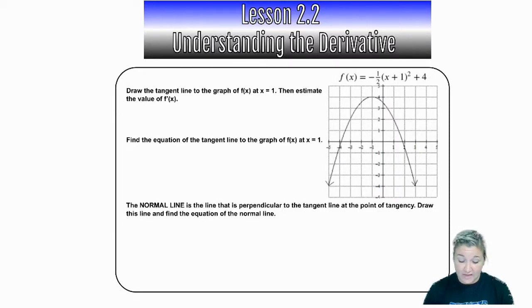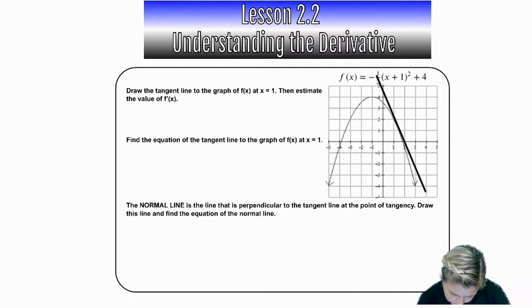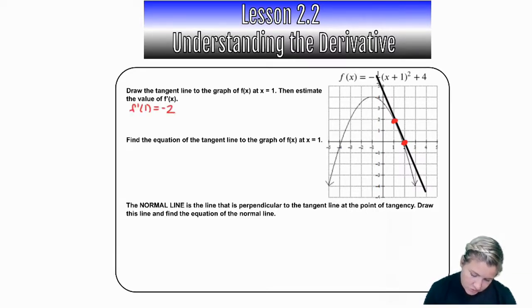All right, so this is the graph of -1/2 (x plus 1) squared plus 4. We're going to draw the tangent line at x equals 1, and then estimate the value of the derivative of f, the slope of the tangent line. I'm going to use this point here and this point here to find the derivative. So f prime of 1 equals -2. We know that it's decreasing because the slope of the tangent line is negative.